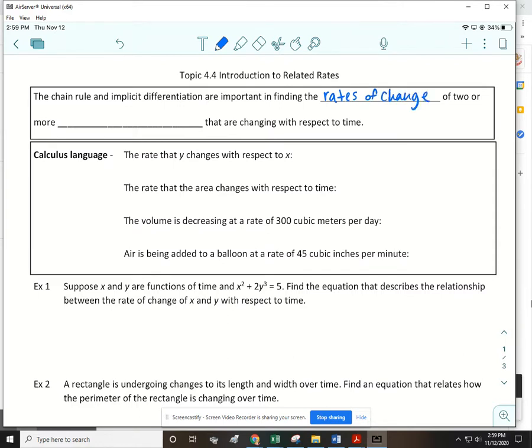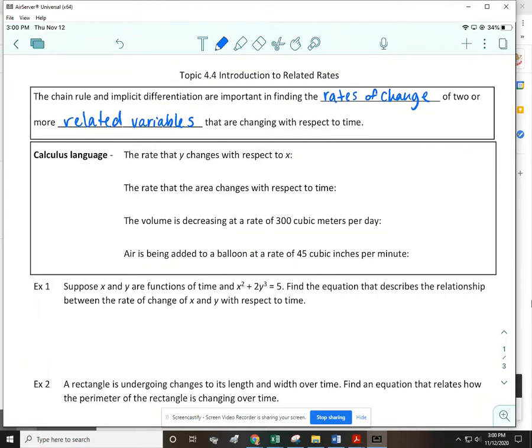of two or more related variables that are changing with respect to time. So the related variables and their rates are changing. So that's why we call it related rates. All right, so we're going to talk about some calculus language. And these are all things you've heard and written, but we're going to change them from words to symbols.